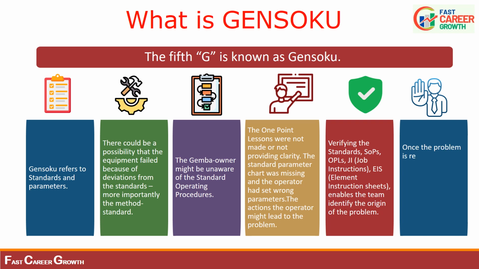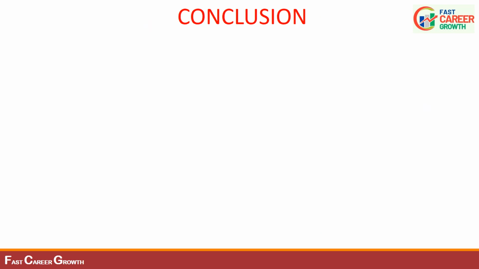Once the problem is resolved, the team should also ensure that the standards are revised accordingly so as to prevent the recurrence. In summary, GENSOKU underscores the importance of standards and parameters in preventing and addressing problems. It highlights the need for clear documentation, adherence to established procedures, and post-resolution actions to update standards for continuous improvement and prevention of recurrence. Conclusion.